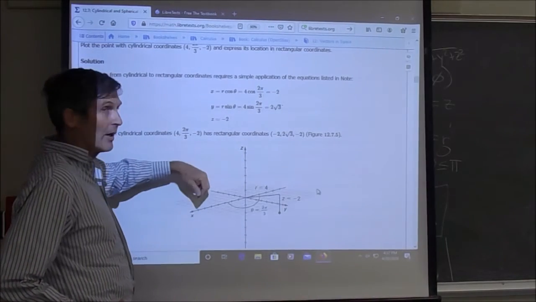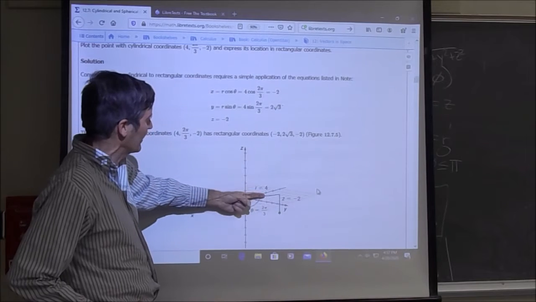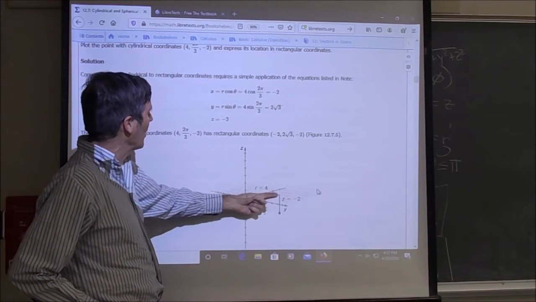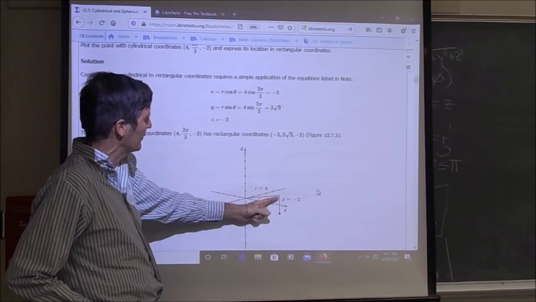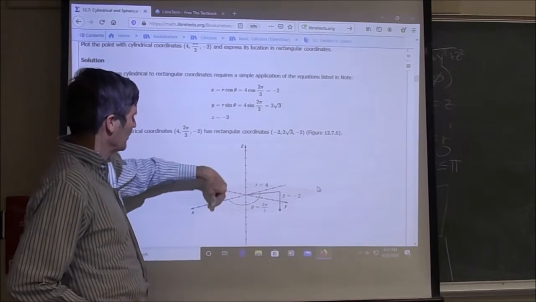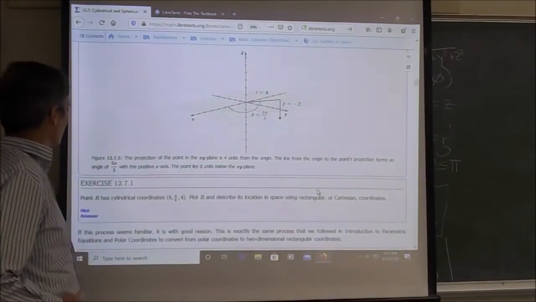You can also draw these. The way to draw these is to turn the angle theta first. So you draw it to 2 pi over 3 here. And then you go out r, which is 4 units. And then you go up or down by the z amount. Negative 2, we go down 2. So turn, go out, and go down is an easy way to draw cylindrical coordinates when you want to sketch them.